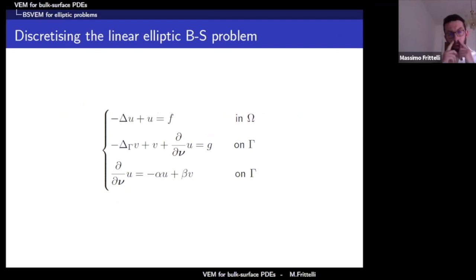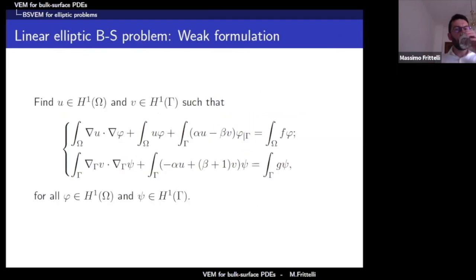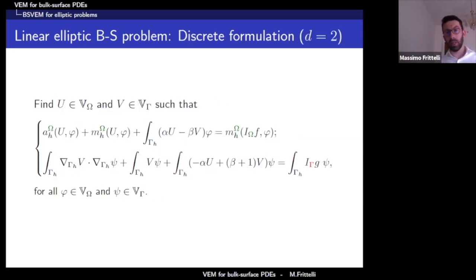So now let's recall our linear problem, and we are ready to carry out a discretization of this problem. So the weak formulation can be carried out as usual. In fact, there is a Green's formula on surfaces as well, which reads exactly as the standard Green formula. So we get this kind of weak formulation, and this is how the discrete formulation reads.